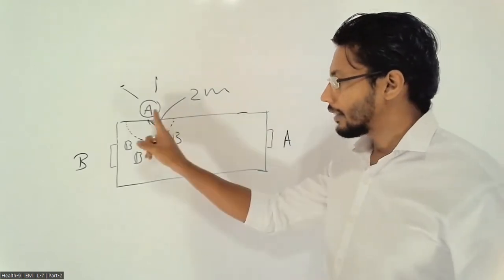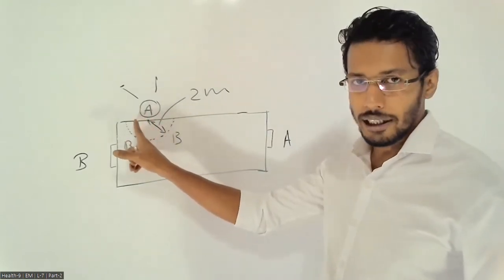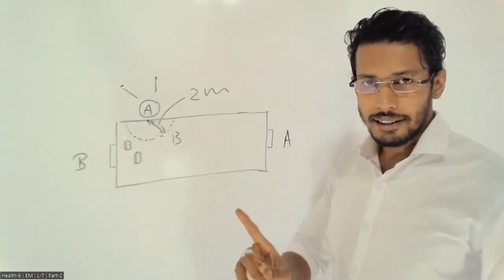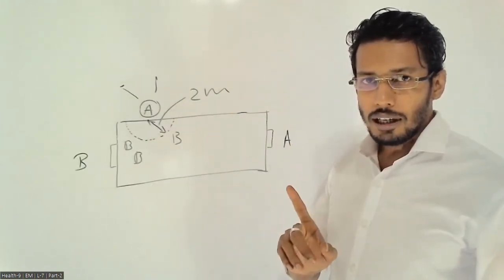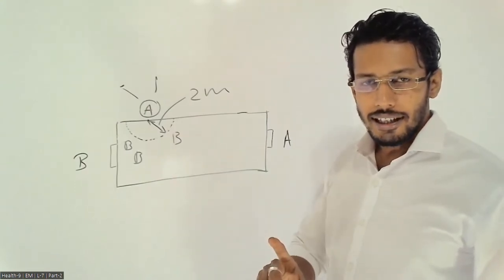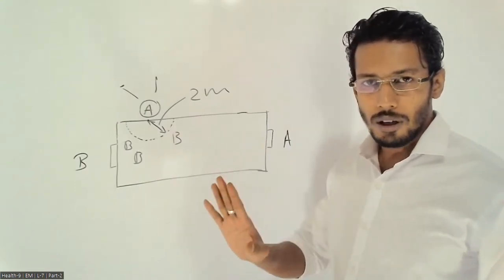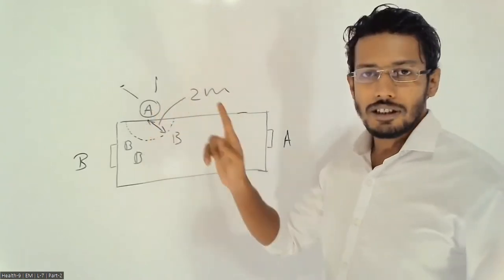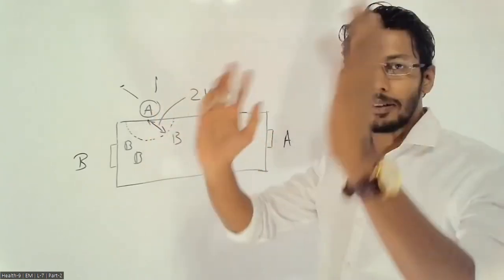After throwing the ball, the person who is making the throwing cannot touch the ball, right? Cannot touch the ball until another player touches the ball. Until another player touches the ball, this player cannot touch the ball again after throwing.